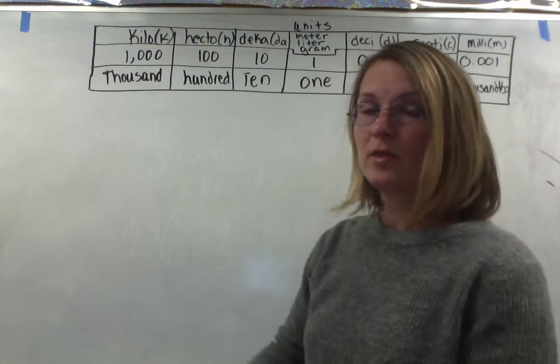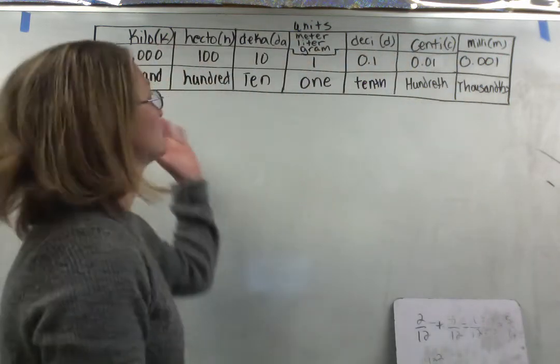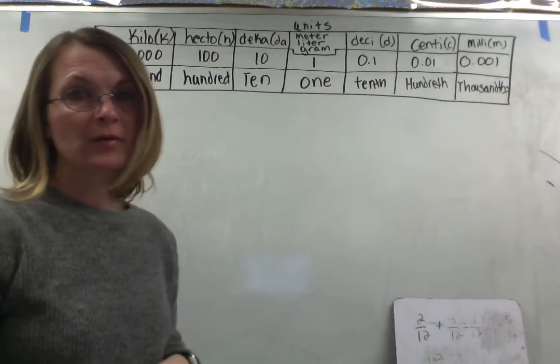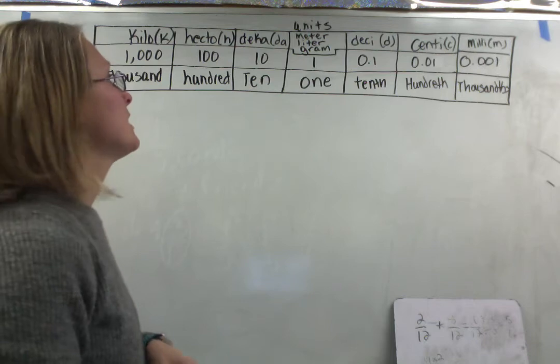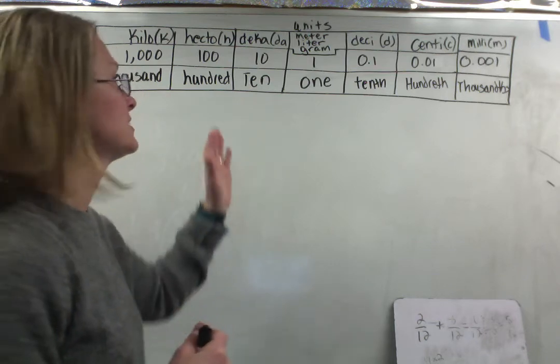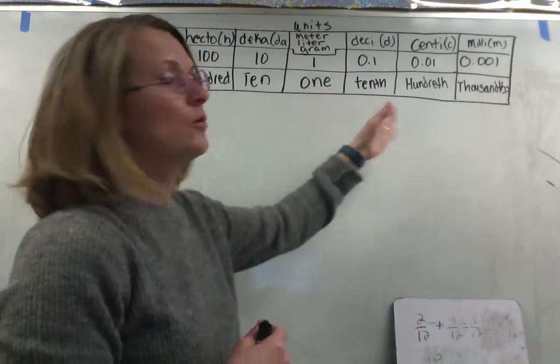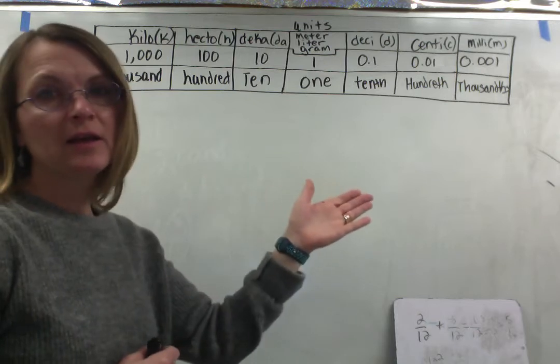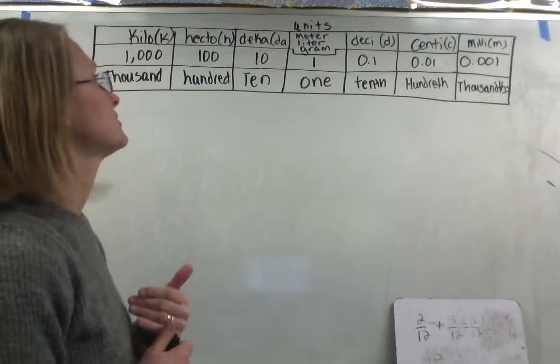The other day we looked at a chart that showed us how to move up and down on the metric system. And today we're going to work on actual conversions. Now what we want to remember about moving up and down in the metric system is that it's really easy because you're moving up and down by tens or tenths. So it's just like the place value system. So you're either dividing by powers of 10 or you're multiplying by powers of 10.